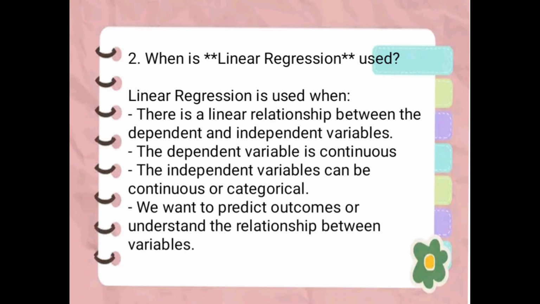When is linear regression used? Linear regression is used when there is a linear relationship between the dependent and independent variables. The dependent variable is continuous. The independent variables can be continuous or categorical. We want to predict outcomes or understand the relationship between variables.